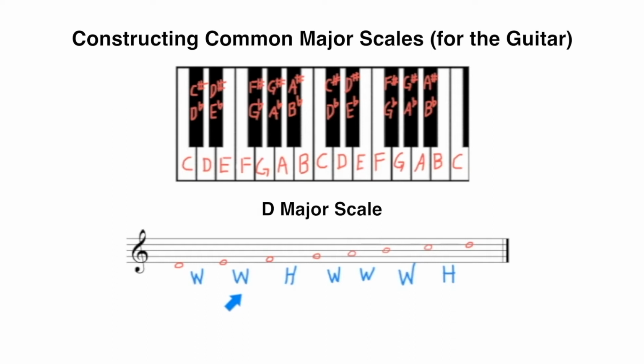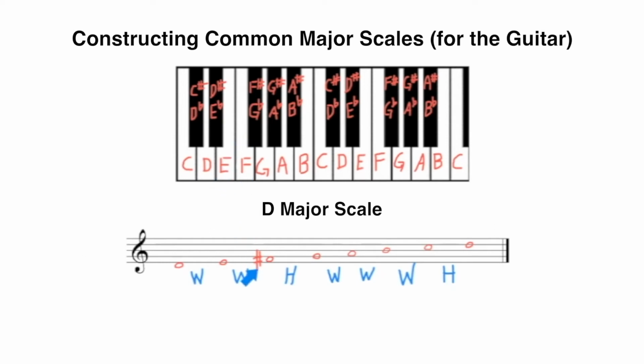Next we have E to F. We're looking for a whole step, but E to F is actually a half step with no black key in between. So like with the G major scale, we're going to need to raise that F up to an F sharp to create a whole step from E to F sharp.